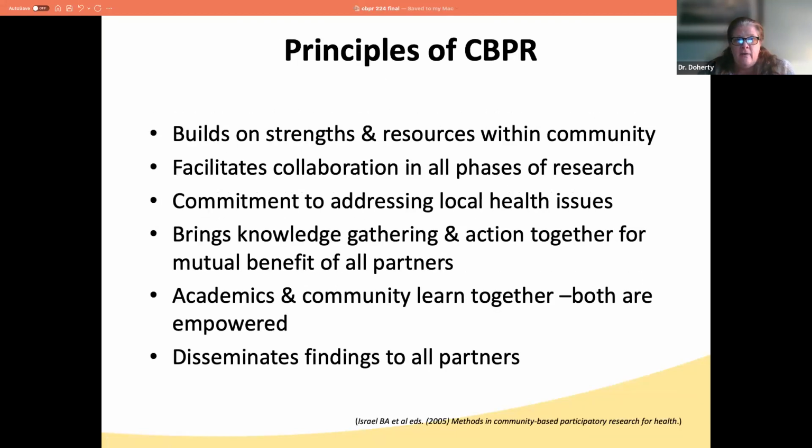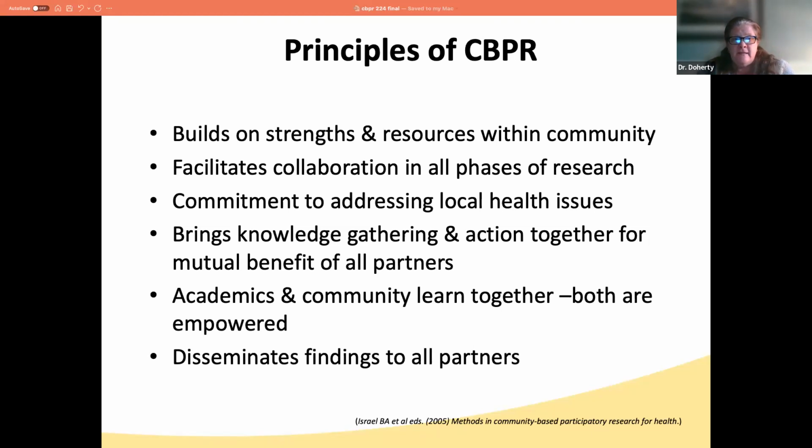When we think about community-based participatory research, some of the principles that are very important to keep in mind, and this goes from protocol development all the way through to the building of relationships with the communities. So you need to build on the strengths and the resources within the community. So you have to assess what those strengths and resources are, and every community is going to be different.